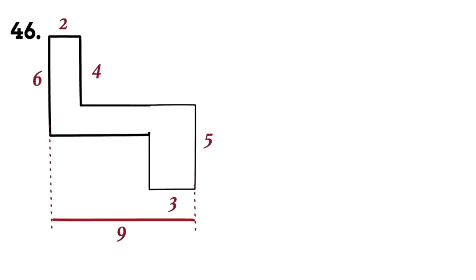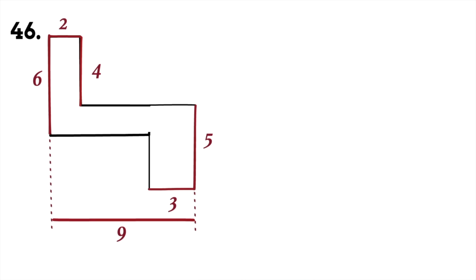Question 46. Find the perimeter of the figure. Finding the perimeter is finding the distance around the figure. So the hard work is knowing the measure of all the sides. We will solve it the long and general way first. Then we will solve it the easy but specific way. Now, we have been given these sides. This is 6. This is 2. This is 4. This is 5.